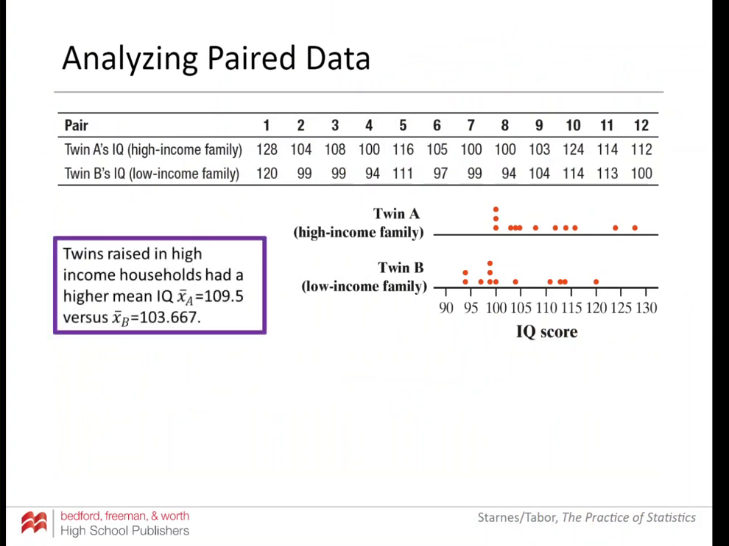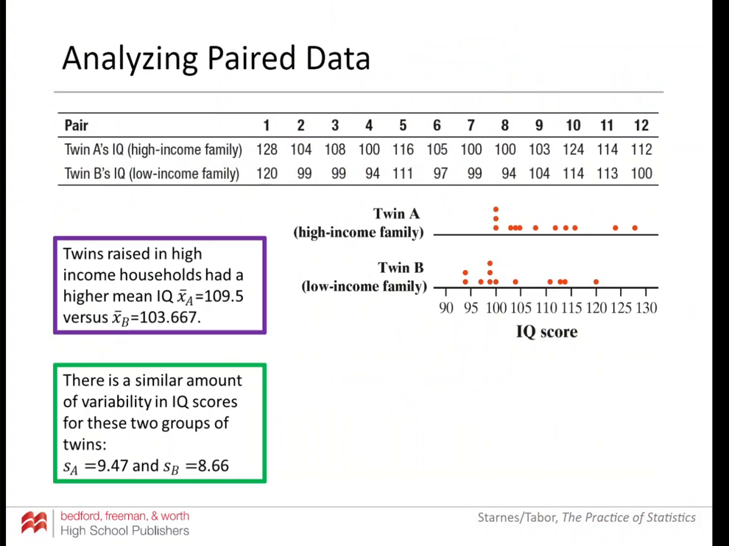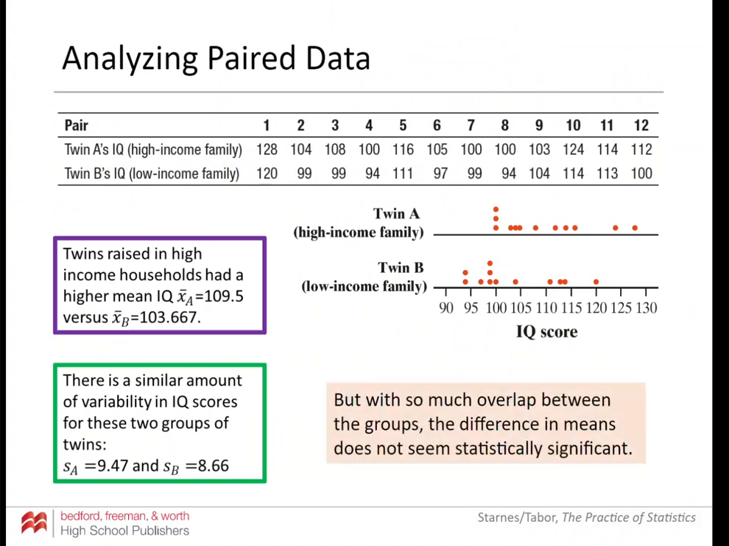So, twins raised in high-income households had a higher mean IQ, 109.5, versus the other twins who were raised in low-income families, 103.667. There is a similar amount of variability in IQ scores for both of these groups. For twin A, the standard deviation was 9.47. For twin B, the standard deviation was 8.66. But with so much overlap between the groups, the difference in means does not seem statistically significant.